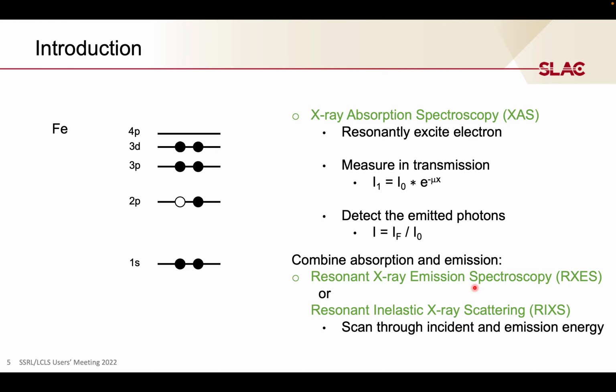And when you do that, then the intensity is just the emitted photons divided by I0, which then gives you the information about the absorption coefficient. And when you combine these two, you get resonant emission spectroscopy or resonant inelastic X-ray scattering. These are two names that describe the same thing.